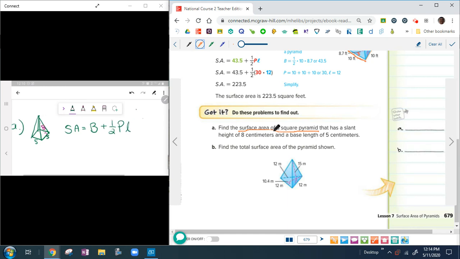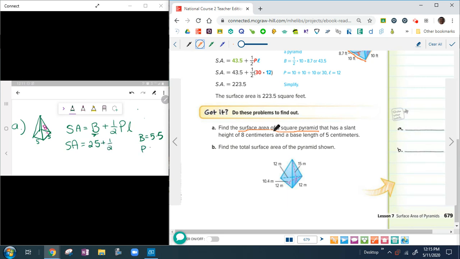Now, we're going to find surface area, we need to first find B. So capital B, the base of this pyramid is a square. So we're simply going to do 5 times 5 and get 25 plus 1/2.